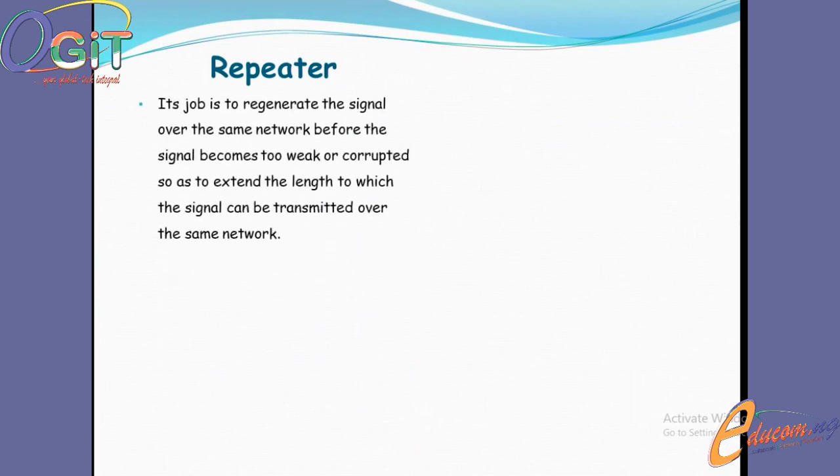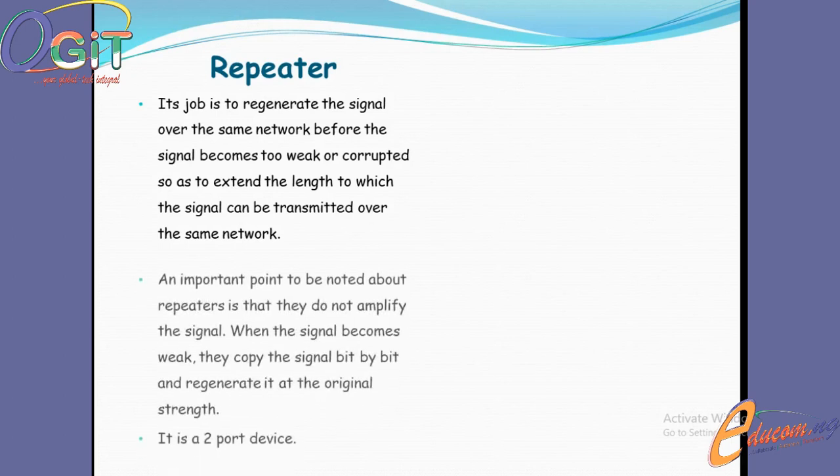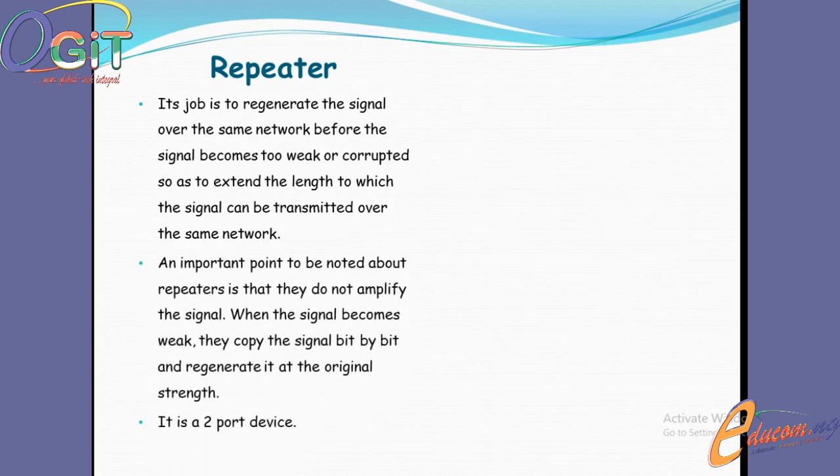Its job is to regenerate the signal over the same network before the signal becomes too weak or corrupted, so as to extend the length to which the signal can be transmitted over the same network. An important point to be noted about the repeater is that it does not amplify the signal when the signal becomes weak. It copies the signal bit by bit and regenerates it at the original strength. A repeater is a two-port device.